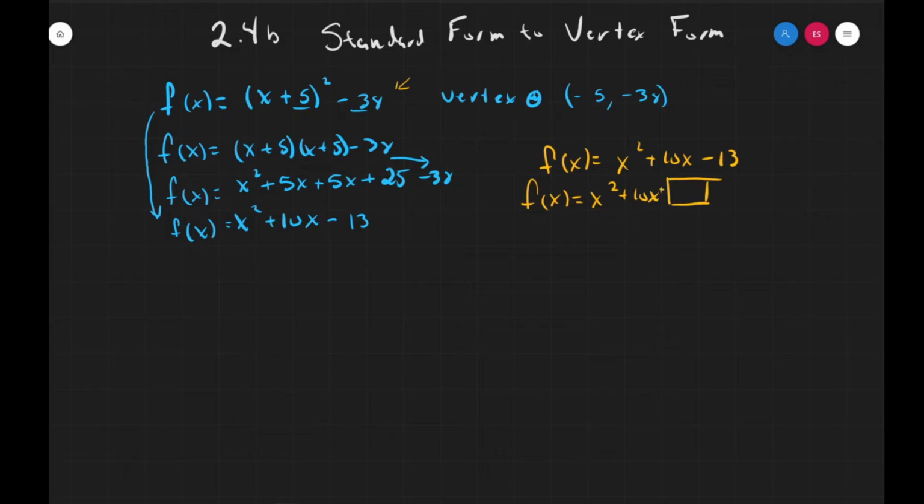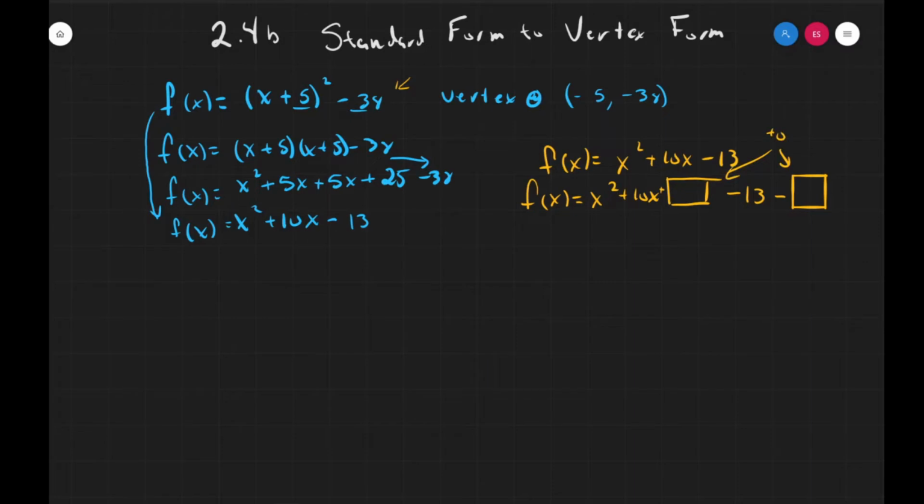We're going to sort of move that 13 off to the side, and then whatever number we add in this box, we're going to subtract after our 13, just so that if we add some number and we subtract that same number, we're effectively adding 0. We're not changing anything. Okay?